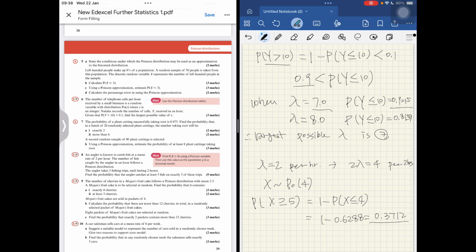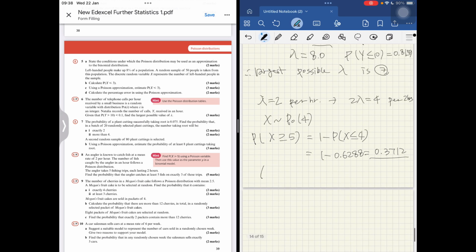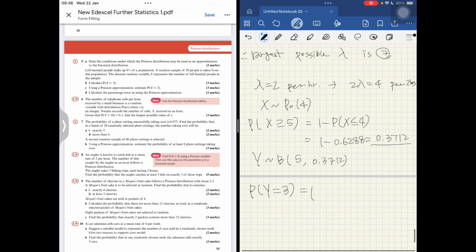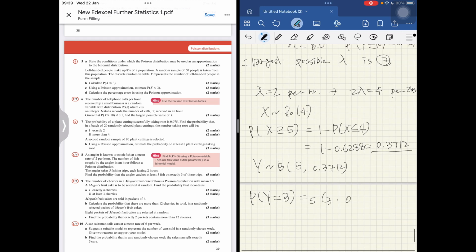So we repeat this 5 times, and we want exactly 3 of these trips. So now Y follows a binomial distribution, the number of trials is 5 and the success probability is 0.3712. So exactly 3 means probability Y becomes 3. So 5 choose 3 times 0.3712 to the power of 3 and 0.6288 to the power of 2. So let me calculate it.